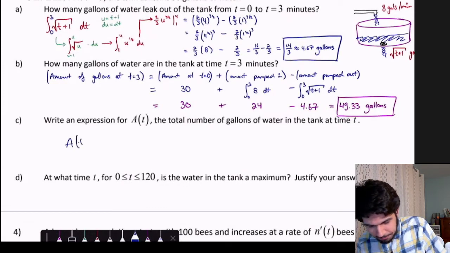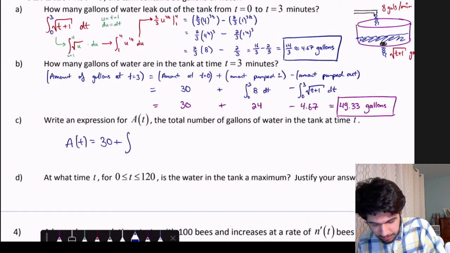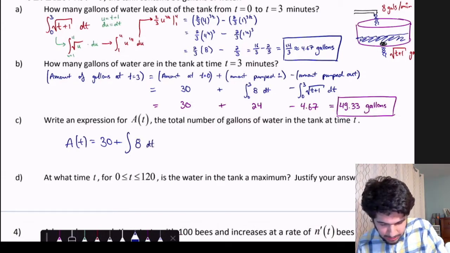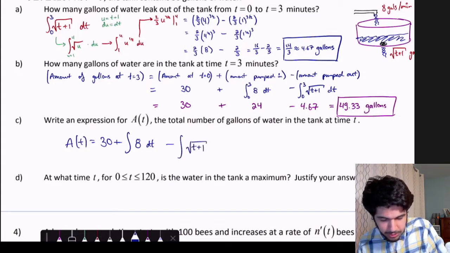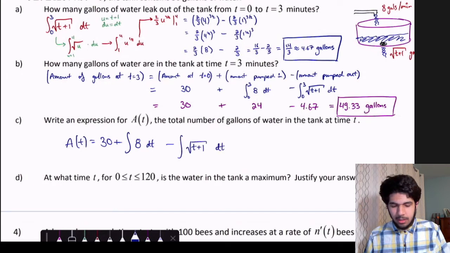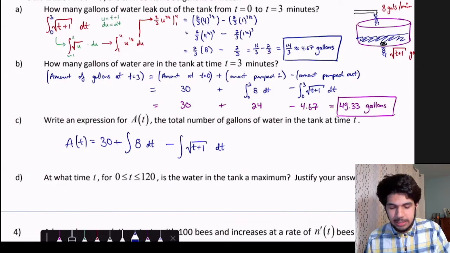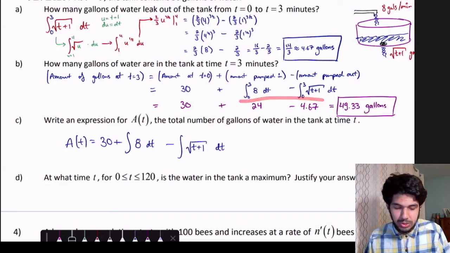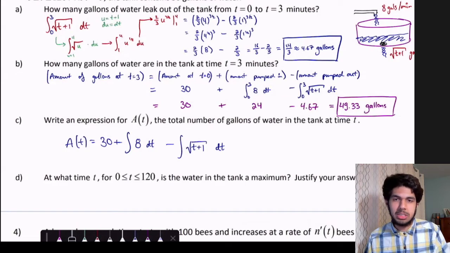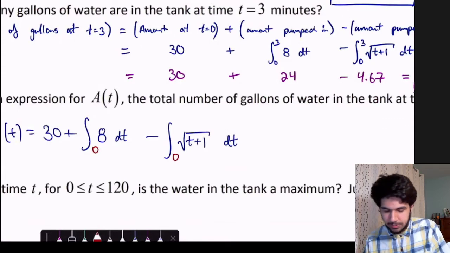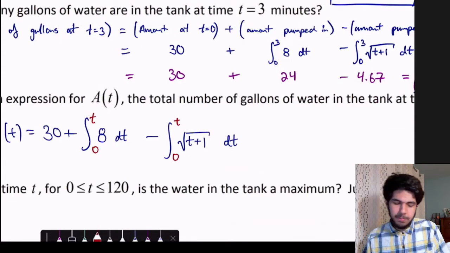So our expression should be very similar to what we just wrote. So A of t is going to equal 30 plus the integral of 8 dt, we'll handle the limits in a moment, and from that we'll subtract the integral of the square root of t plus 1 dt. And now we're finding the amount of gallons at time t. So here it was t equals 3, so perhaps where we see a 3, we should put a t. We'll put zeros here because that's when time starts, and then we'll throw t's at the top.